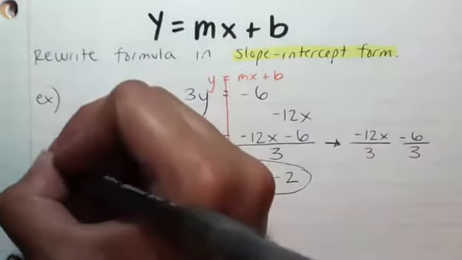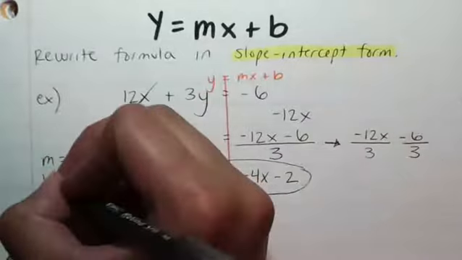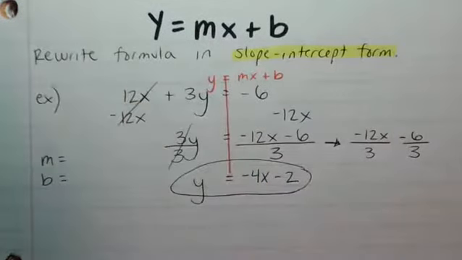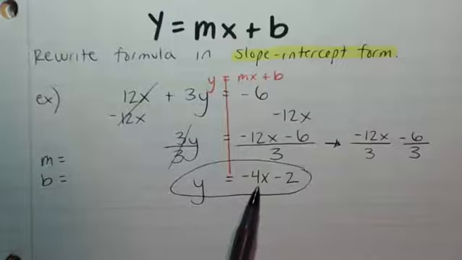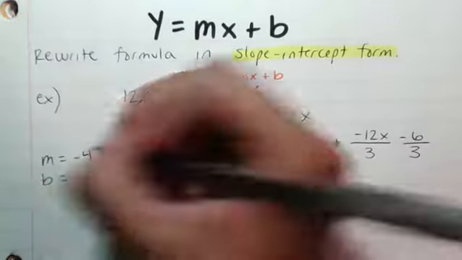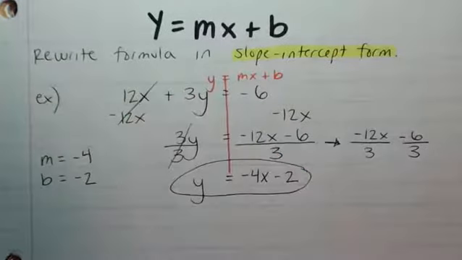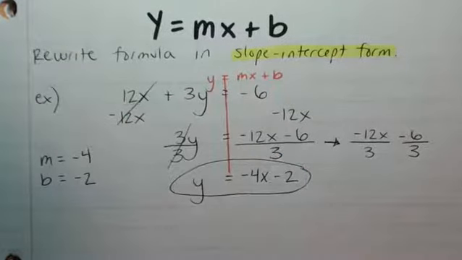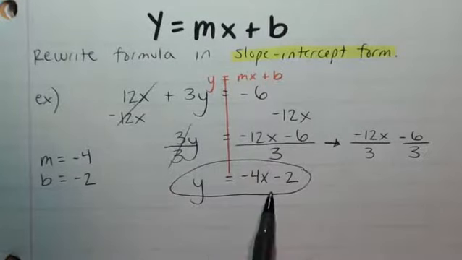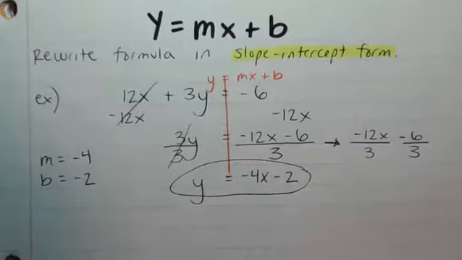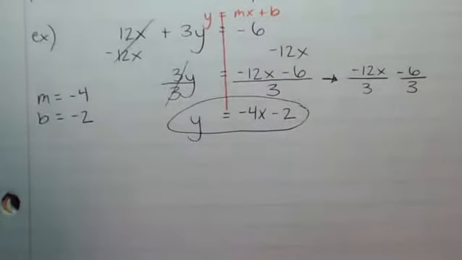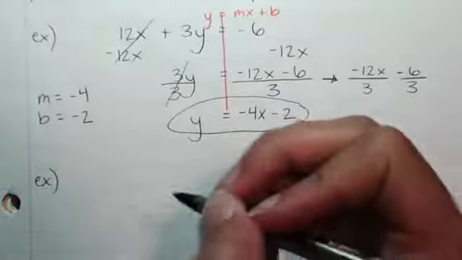So if I asked you what is the slope and what's the y-intercept, you would tell me that the slope here is negative 4 and the y-intercept here is negative 2. That's why we need to convert into slope-intercept form. Maybe they give me standard form and they say, what's the y-intercept? Well, the only way to figure that out would be to convert it to slope-intercept form, graph it, or look at that b.